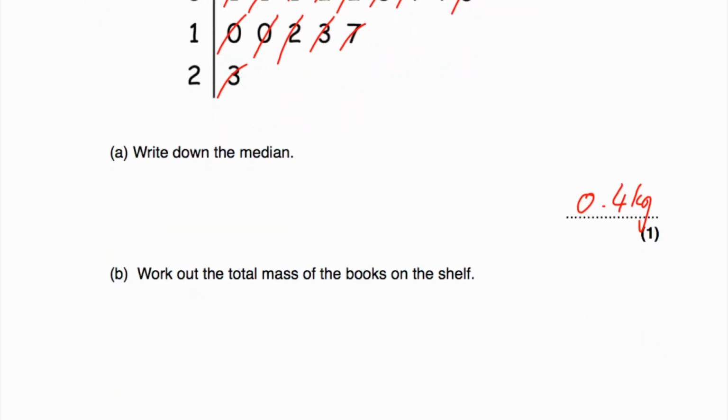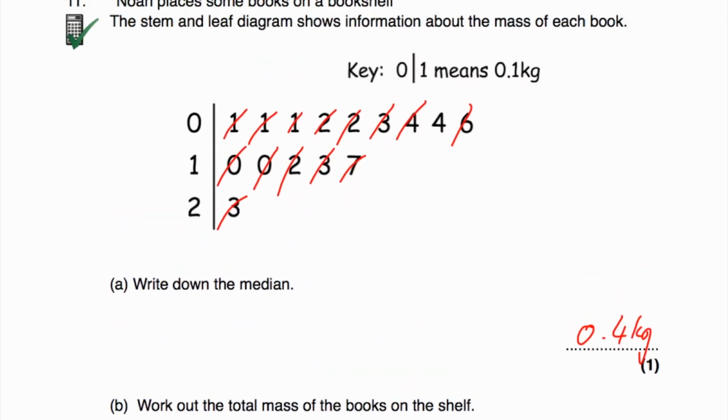Our next question, part B, says work out the total mass of the books on the bookshelf. So that means we're going to add up all the masses. I'm just going to rub out our crosses, and we're going to do 0.1 plus 0.1 plus 0.1 plus 0.2 plus 0.2 and so on.